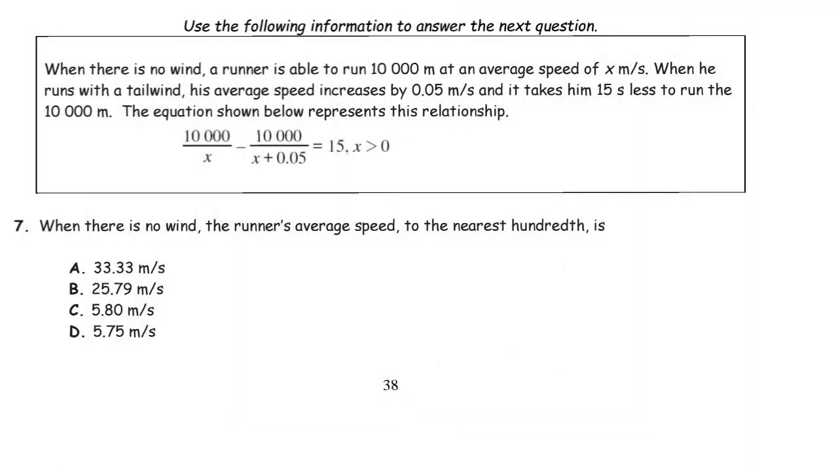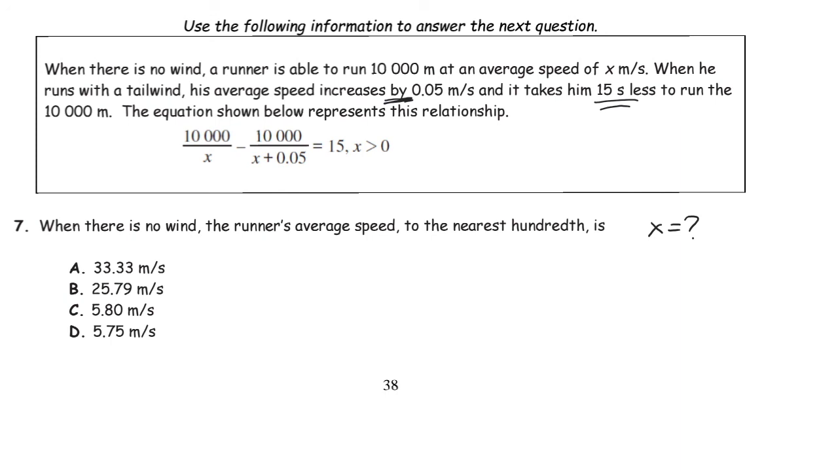Okay, and now finally, when there is no wind, a runner is able to run 10,000 meters at an average speed of x meters per second. And when he runs with a tailwind, his average speed increases by 0.05 meters per second, and it takes him 15 seconds less to run 10,000 meters. So the equation that shows the relationship is given below. When there is no wind, the runner's average speed to the nearest hundredth, basically, we just want to figure out what x is. This question is essentially setting you up to be done on the calculator.